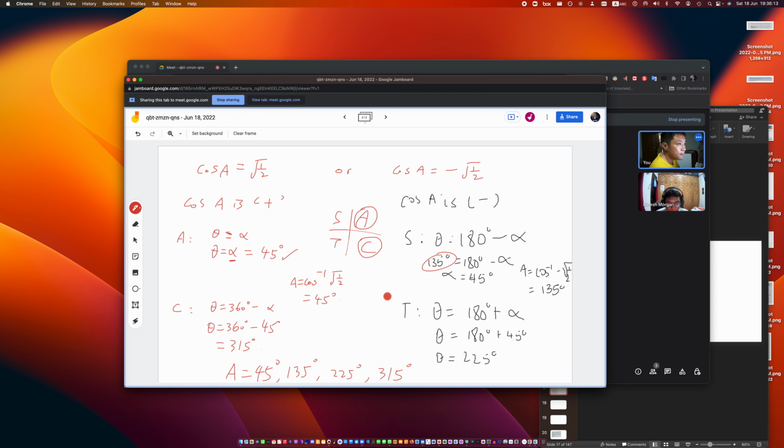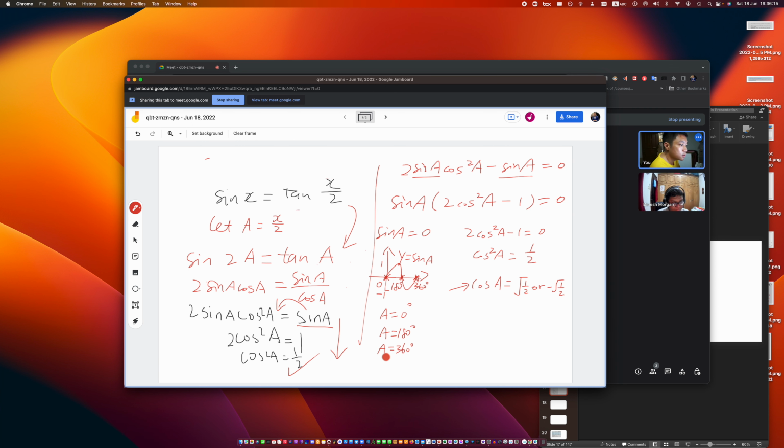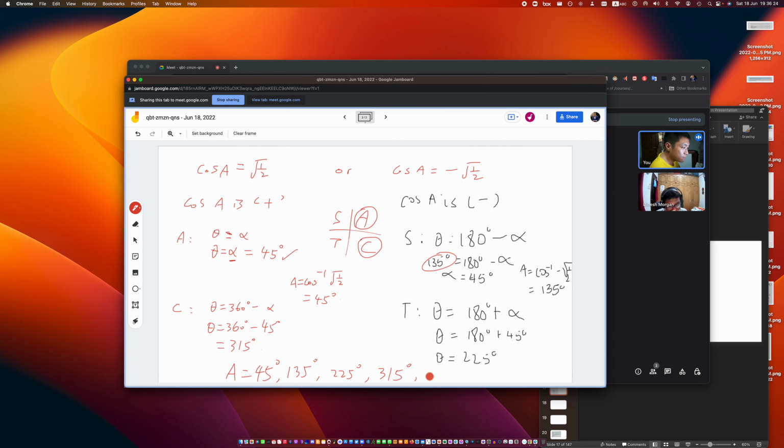Then if you go back to slide one, your slide one will give you 0, 180, and 330. So I go back to slide two. I'm supposed to have 0 degrees, 180 degrees, and then 360 degrees. So these are all the answers. Okay, so that's how you solve this question.